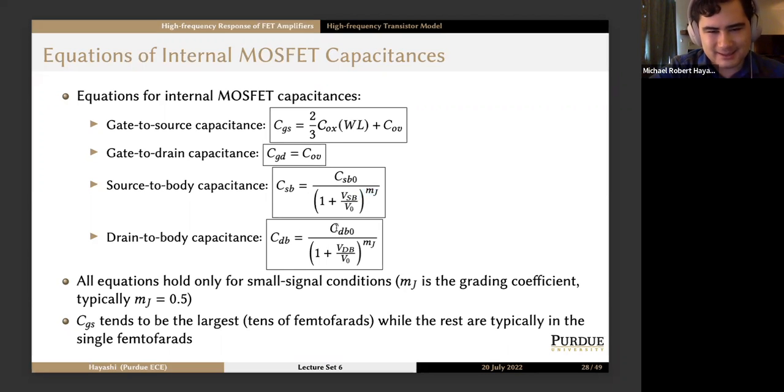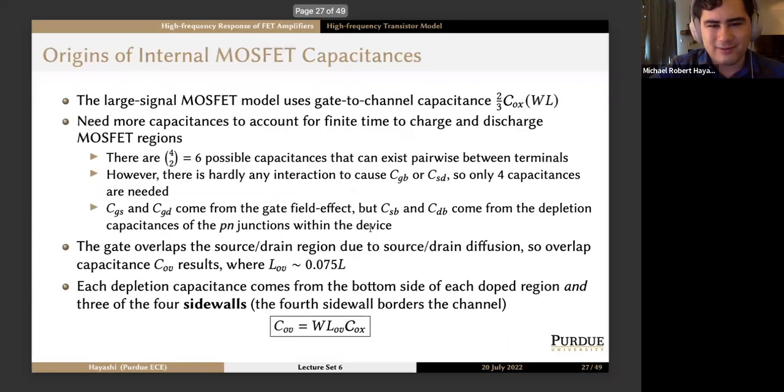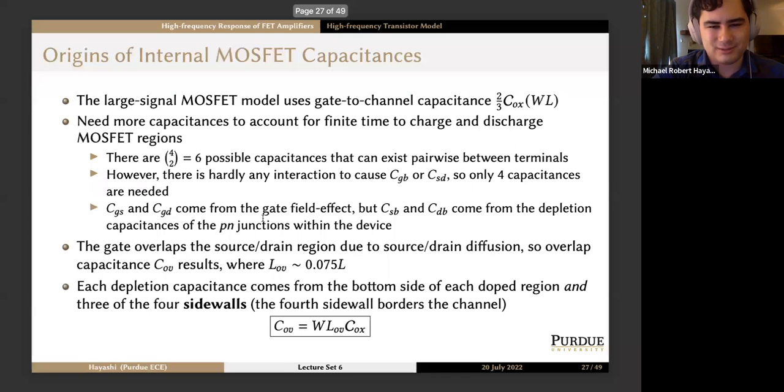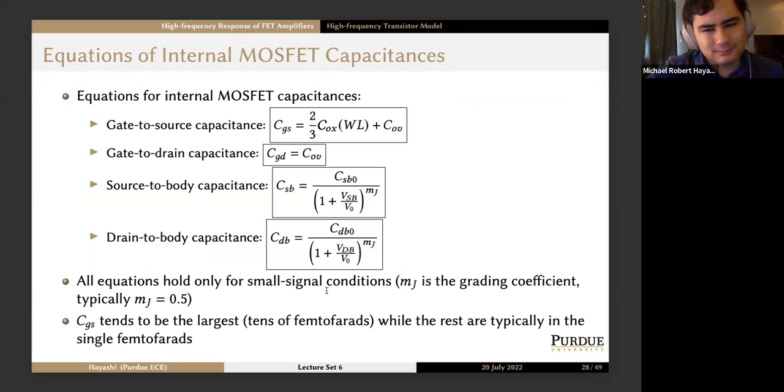The drain to body capacitance is very similar. It's the zero bias drain to body capacitance over the square root of 1 plus VDB over the built-in potential, where VDB is probably some non-zero value because the source and the drain and the body are not tied together, just the drain and the source. CGS tends to be the largest, tens of femtofarads. It's the king of these, whereas the rest are typically in the single femtofarads. And remember, a femtofarad is 10 to the minus 15th farads. So these are tiny capacitances we're talking about.